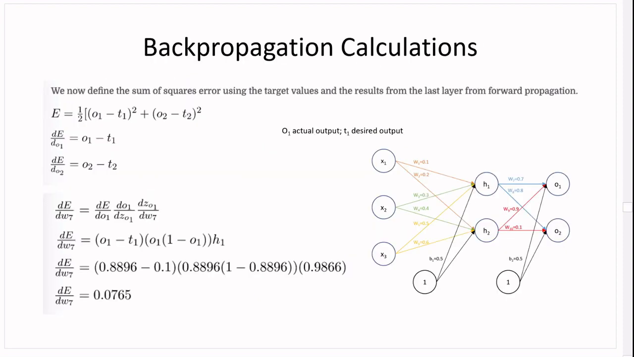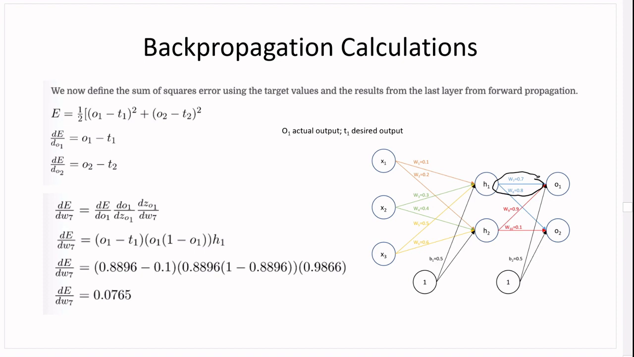Now let's look at the backpropagation calculations. And just to show you, first let us look at how this weight is affecting the output. So let's say that the error we are defining here is E equals 1/2 times (O1 minus T1) squared plus (O2 minus T2) squared. O1 is the output we are getting, T1 is the target output we want from that neuron. So if you take the derivative of E with respect to O1, that turns out to be O1 minus T1. Similarly, dE/dO2 turns out to be O2 minus T2.